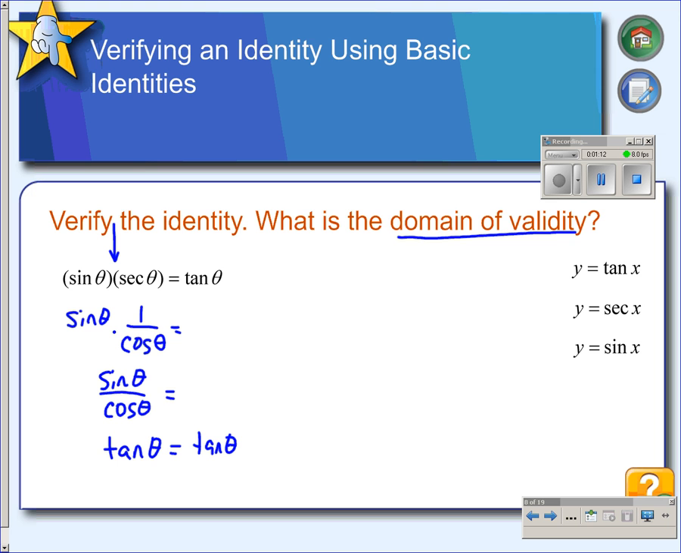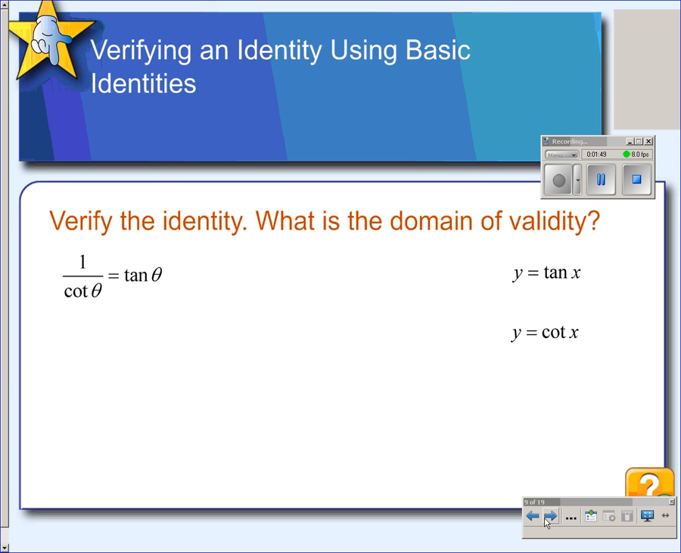So now what about the domain of validity? Well, we know that the domain to the sine function is all real numbers. We know that the tangent and the secant both have asymptotes, and the asymptotes occur at odd multiples of pi halves. And it's actually the same for both of these, odd multiples of pi halves. So the domain of validity then is all real numbers except odd multiples of pi halves.